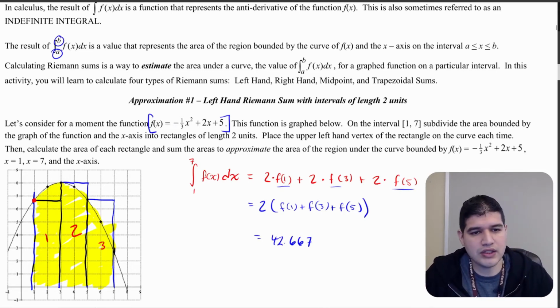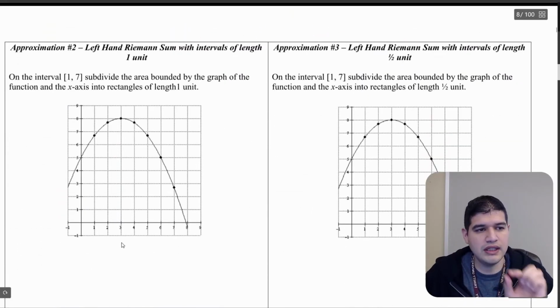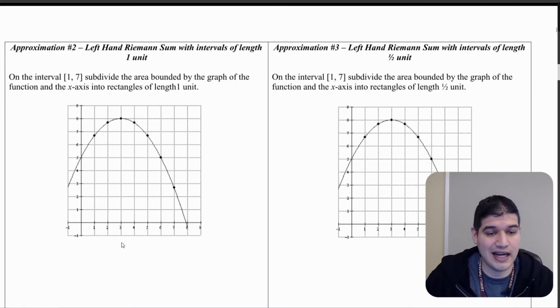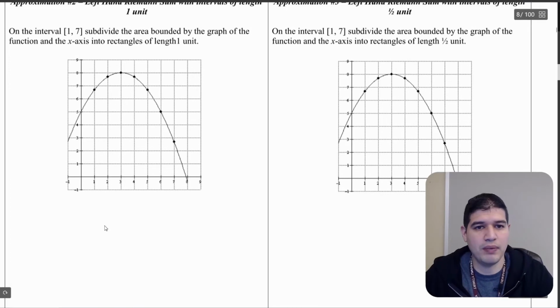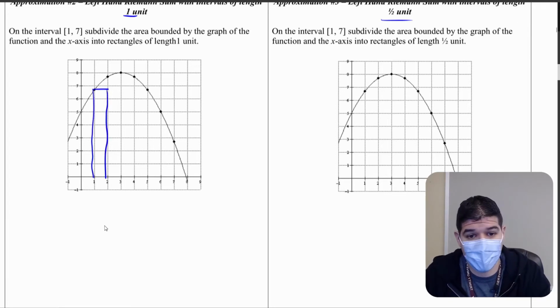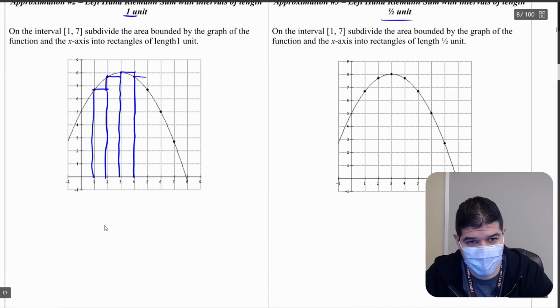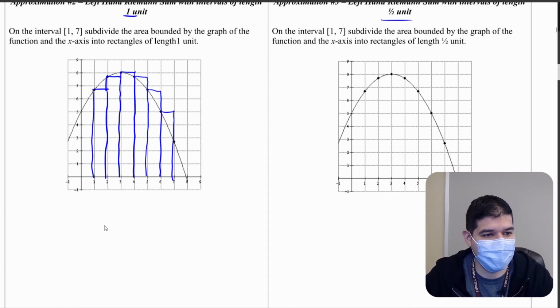So now let's look here at our second and third problems. Notice here that the function has stayed the exact same, okay? We had the exact same function, we're still going from 1 to 7, but in our first problem, we're gonna find it at 1 unit. In our second problem, we're gonna find it with a half a unit. So doing the same thing, you're gonna go 1 unit, make a rectangle. And then at 2, again, this time we're only going 1 unit. Now at 3, going 1 unit, 4, 5. And then over here on this next one, we're gonna go half a unit.